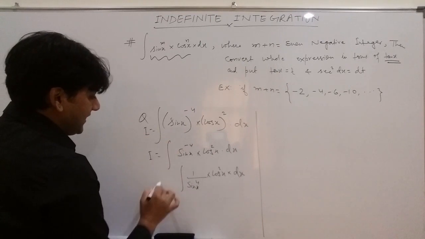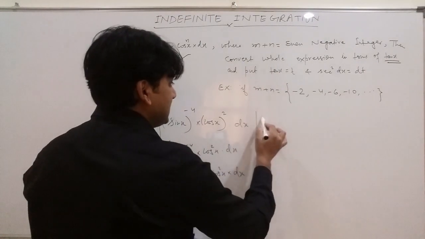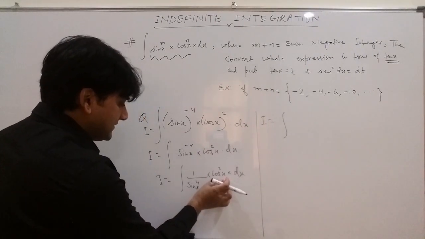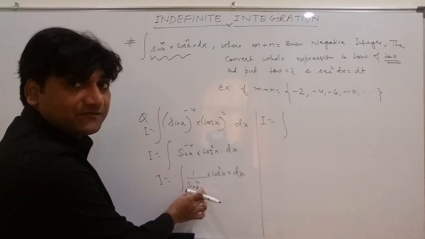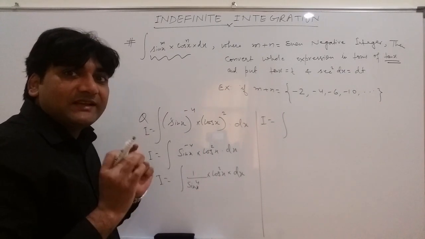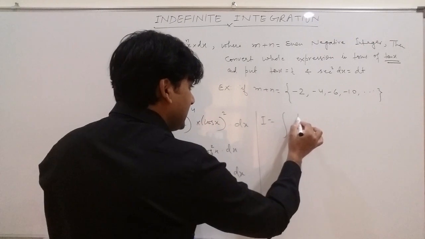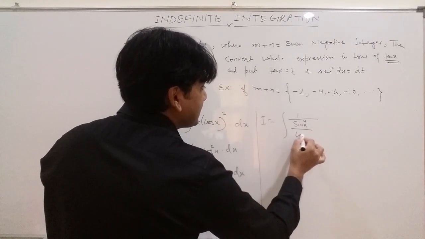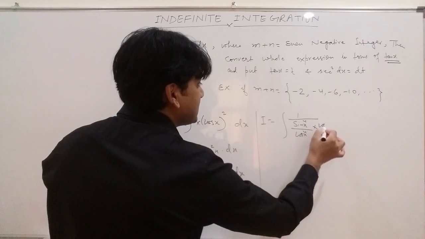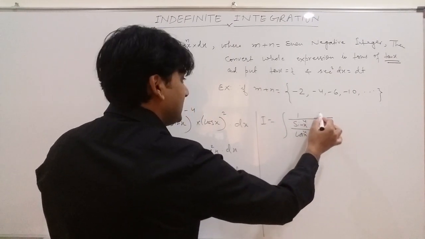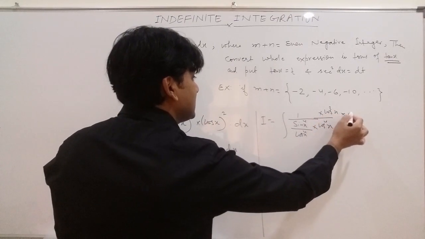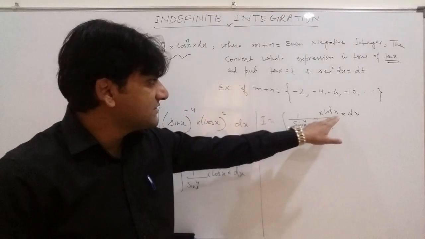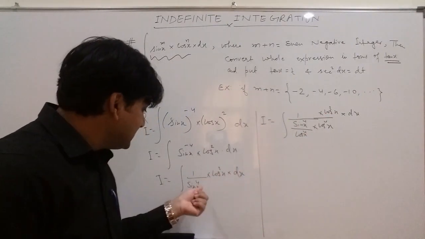Now I can give it a name, like I. So this I equals, I am getting, this is cos square x and this is sin x raised to 4. My intention is to convert in tan x. So what I will do, I will write 1 over sin x raised to 4 over cos x raised to 4, and times cos x raised to 4, and this is cos square x dx. You have to understand this system. This is cos square x, which is cos square x over here, you can observe. This is sin x raised to 4.